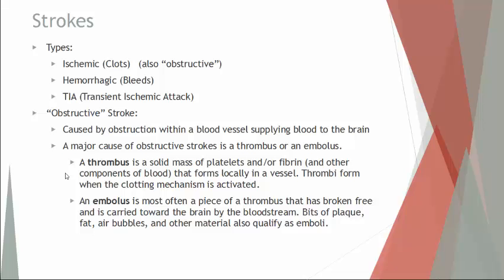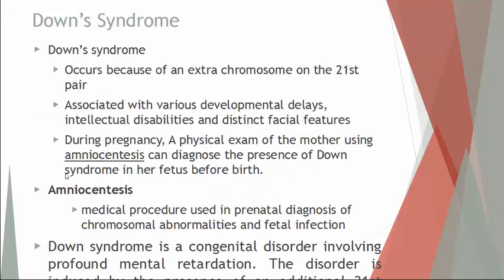So the thrombus is a solid mass that stays in one place and forms an obstruction, but when a piece of that breaks off and starts to travel around the body, that's when it's called an embolism. All right, next move on to a condition, Down syndrome.